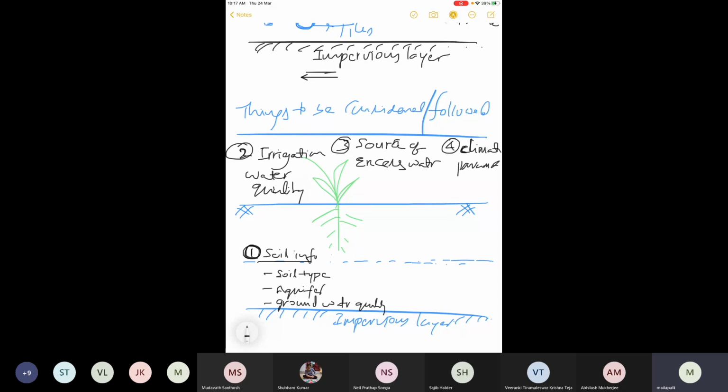And fifth is the crop. Okay, so that is what kind of crop and cropping pattern. In a year, what is the sequence of crops you are planning? Like in Kharif, some might be planning rice, followed by wheat, followed by another rice, or maize, right? So this kind of cropping pattern, you need to understand.